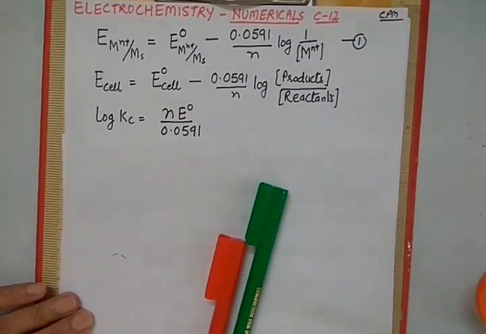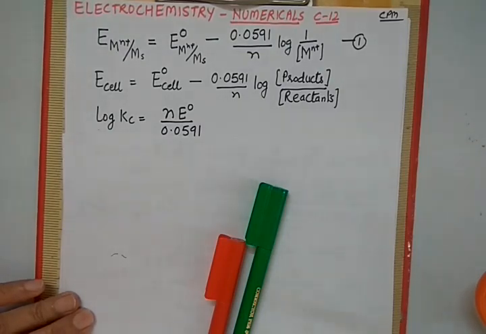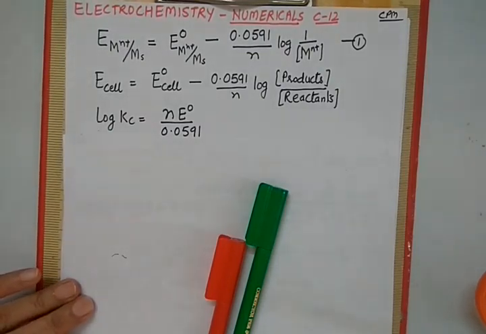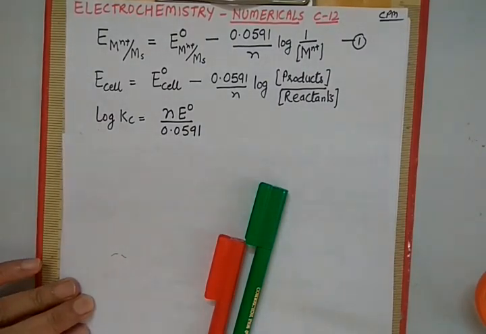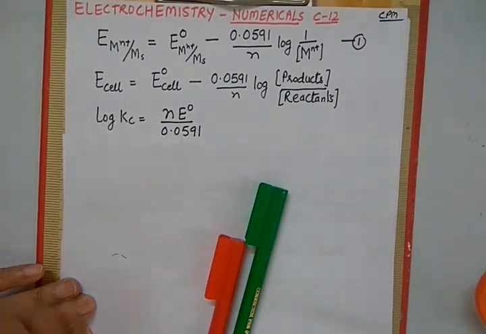Dear students, in our previous video, we studied the Nernst equation, which is applied to electrodes or electrochemical cells when the concentration of the electrolytic solution is not 1 molar, but different than that. So we derived these three equations.